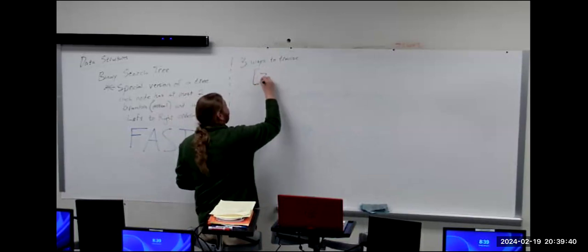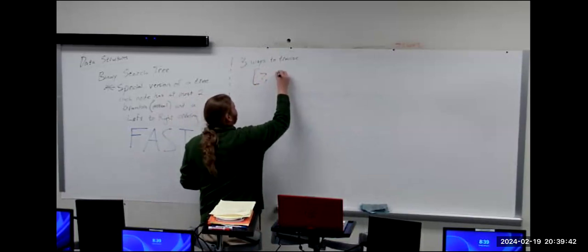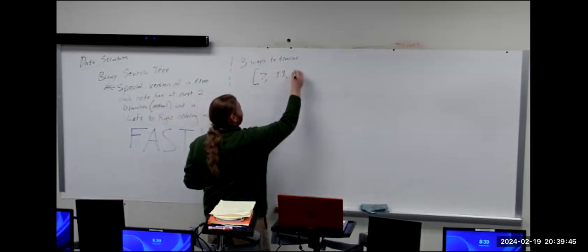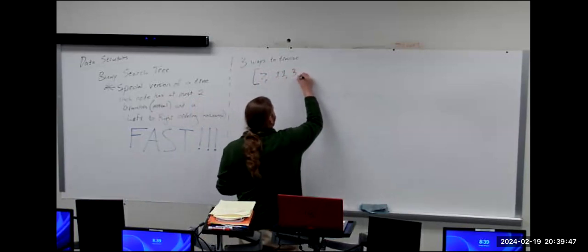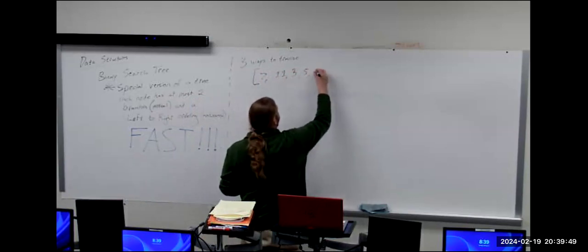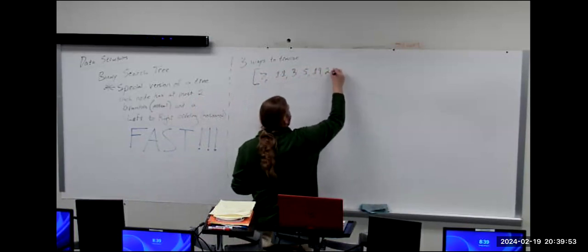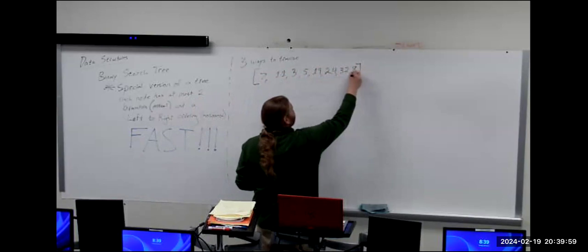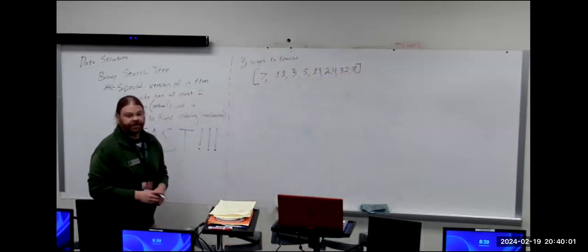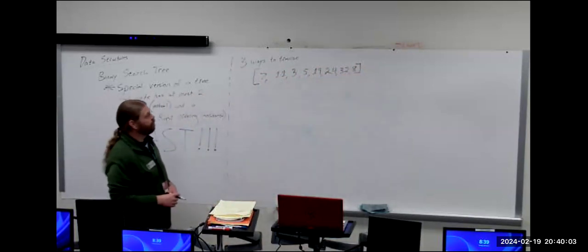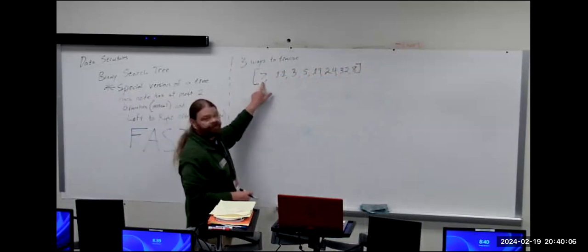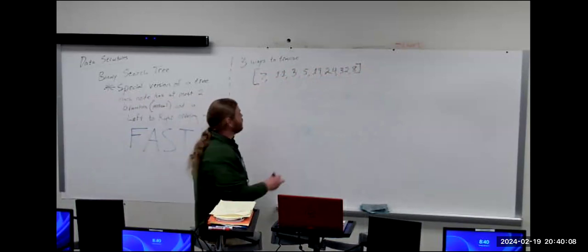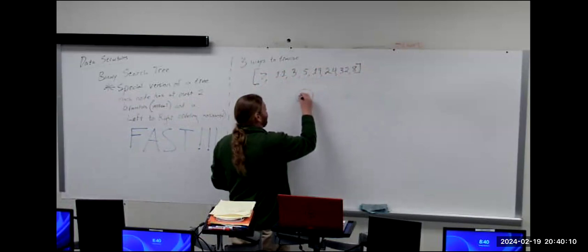Let's say we have a 7, an 11, 3, 5, a 19, a 24, a 32, and an 8. There's our data set, some integers. So we'll just start putting these in here. Our first one's going to be our root. So the root element's a 7.